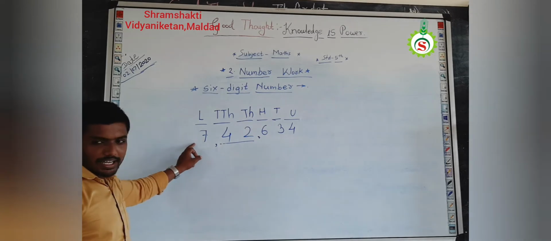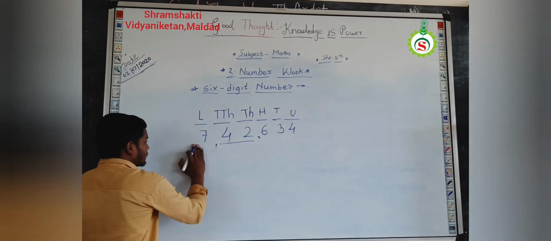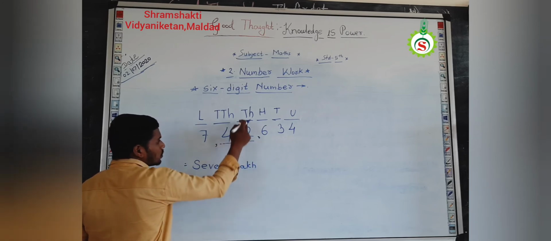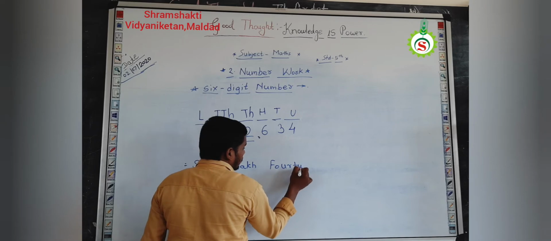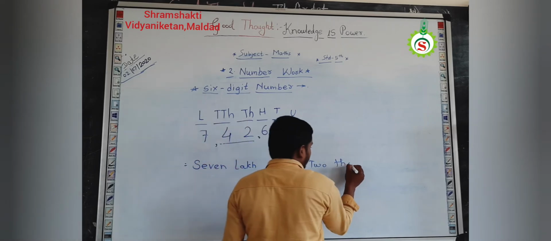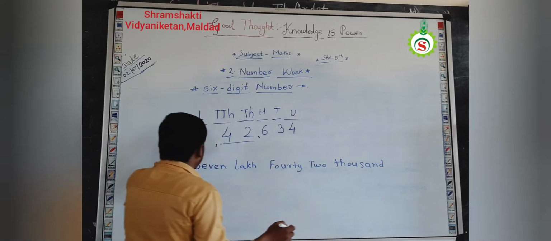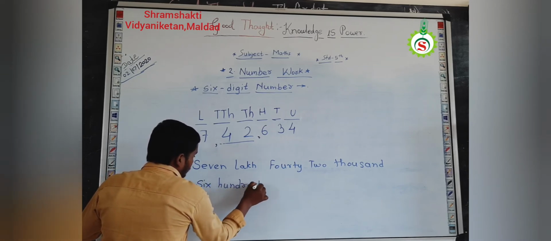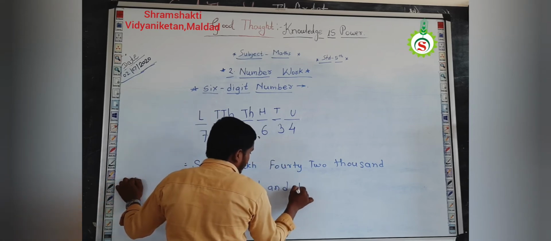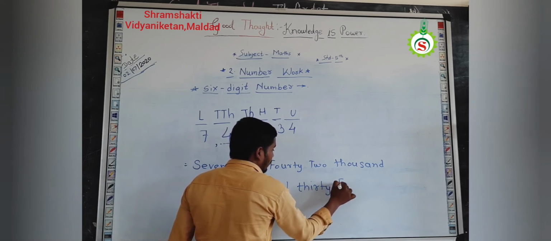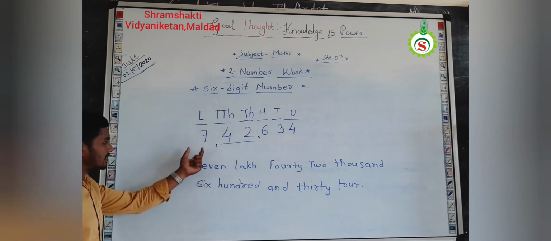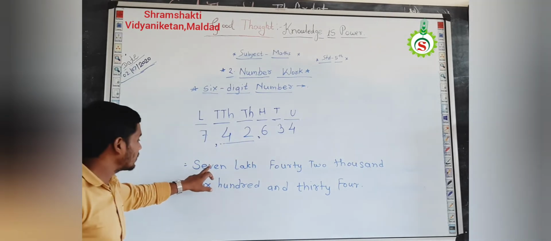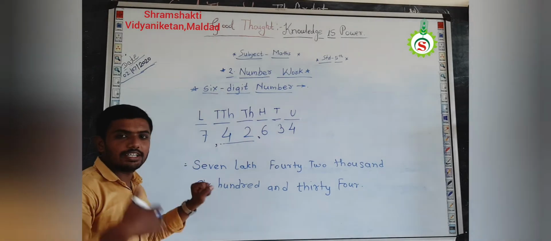Now, if I want to write that number in words, how will I write? Simple, like that: 7 lakh 42,000, 7 lakh 42,000, then 600 and 34. Like that. That means if you know how to read the 6-digit number, you are able to write it in words. Writing is not the difficult part. You have to understand how to read the 6-digit number.